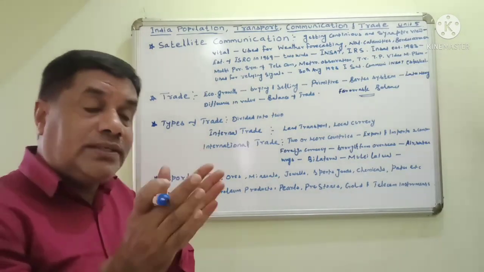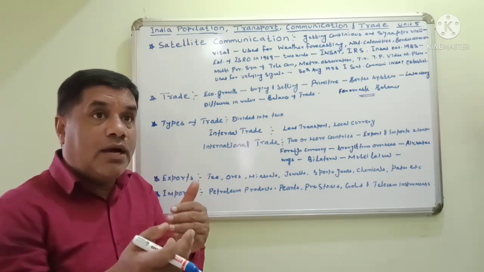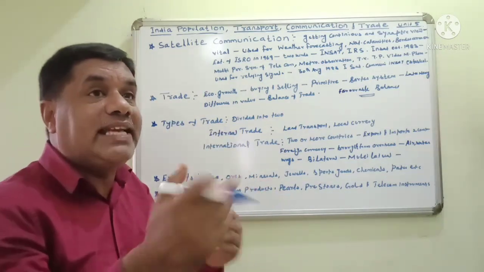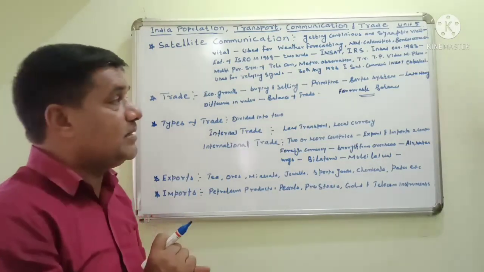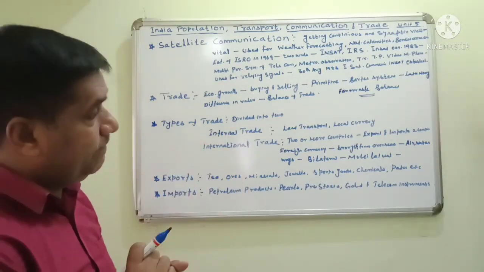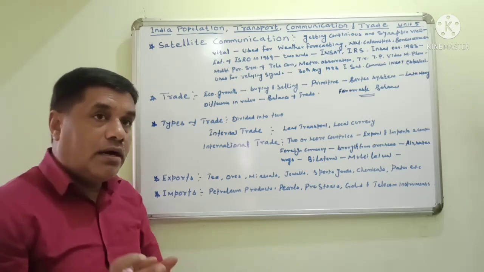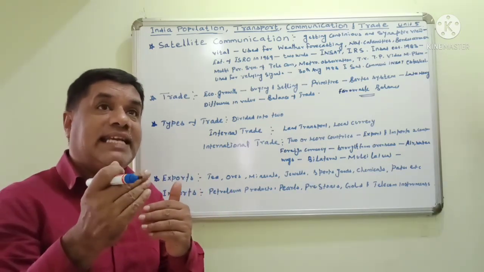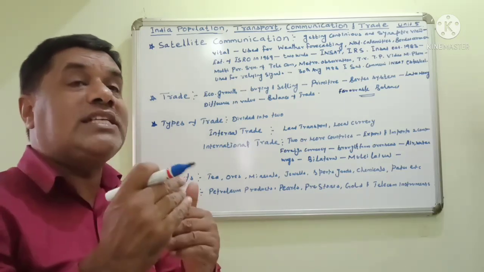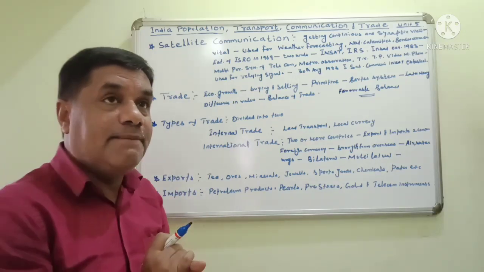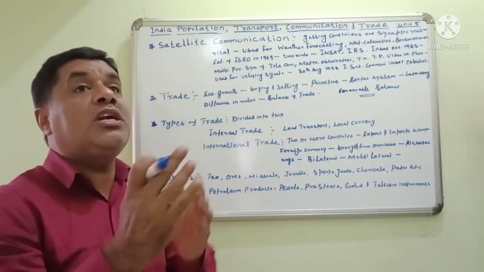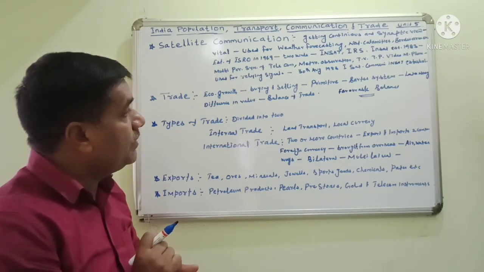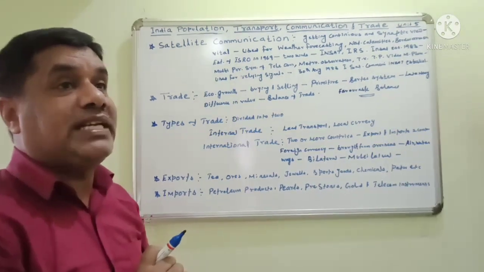What is balance of trade? If more and more goods and services are exported, and we import fewer goods and services, it is known as favorable balance of trade. Otherwise, if exports decrease, fewer goods and services are exported, and we import more and more goods and services from other countries, that is unfavorable balance of trade.